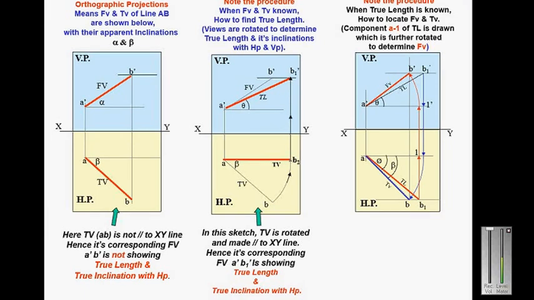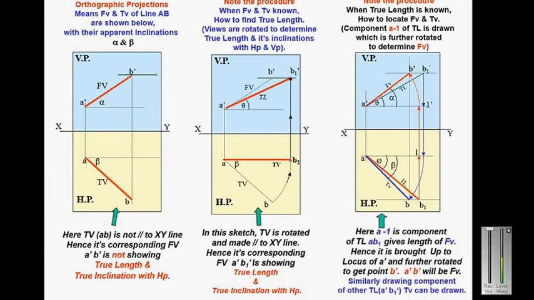And remember, you can see that B and B dash will be in a straight line, and A and A dash will be in a straight line. This should be checked. The front view makes an angle of alpha degree with the XY line, and the top view makes an angle of beta degree with the XY line or VP. Here A1 is a component of true length. AB1 gives the length of the front view, hence it is brought up to the locus of A dash and further rotated to get a point B dash. A dash B dash will be the front view.